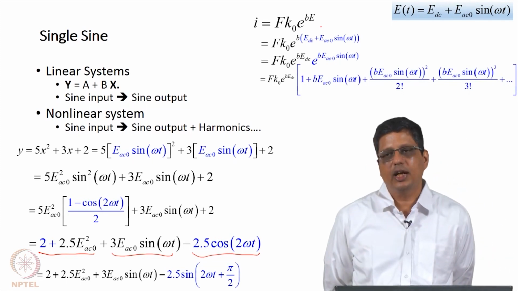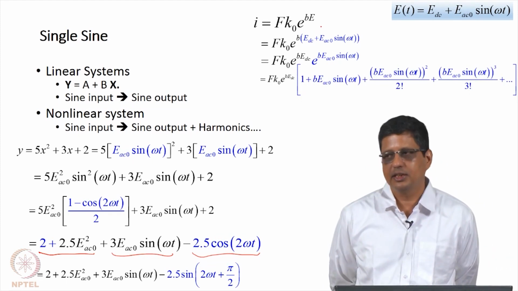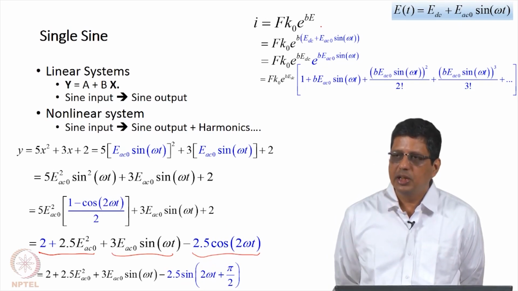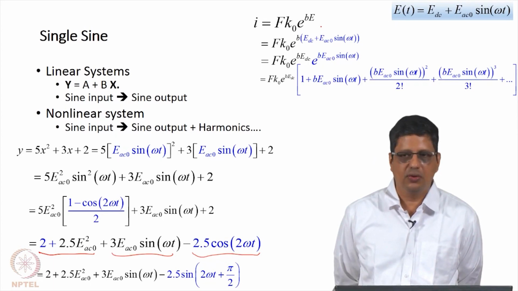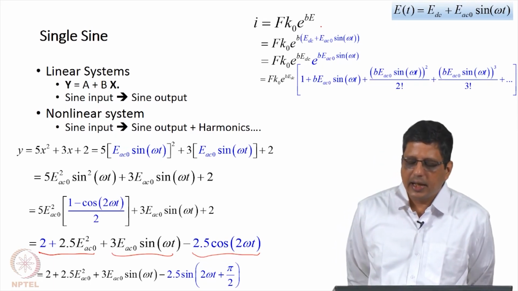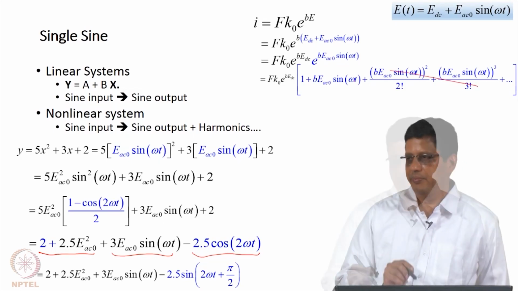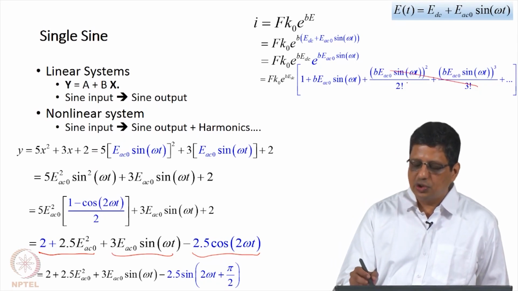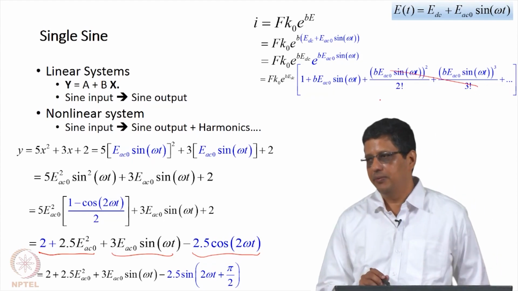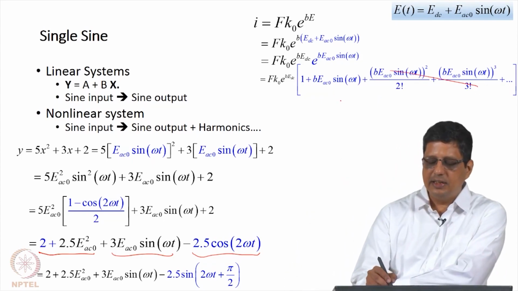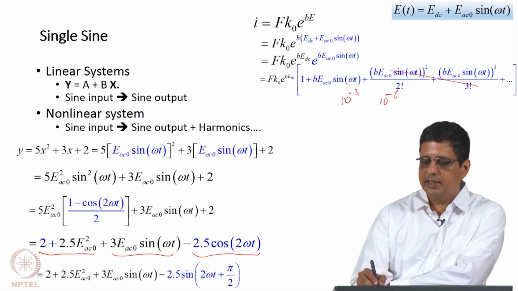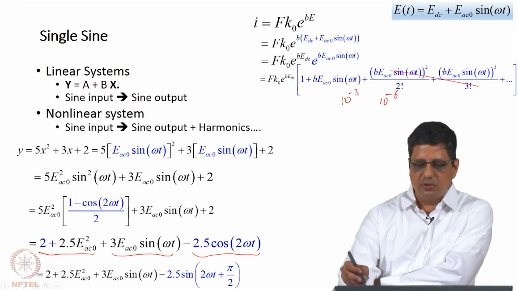E power x, you can write it as 1 plus x plus x square by 2 factorial, x cube by 3 factorial and so on. Now, if I assume that the product B and E AC 0 is a small number, then I can truncate this series after this term. I can say E AC 0 is very small, so the product B E AC 0 is also small, E AC 0 square is significantly smaller than E AC 0. So, if I say E AC 0 is 10 power minus 3 volts, that is 1 millivolt, it is going to be 10 power minus 6 for E AC 0 square. So, I can neglect those terms.